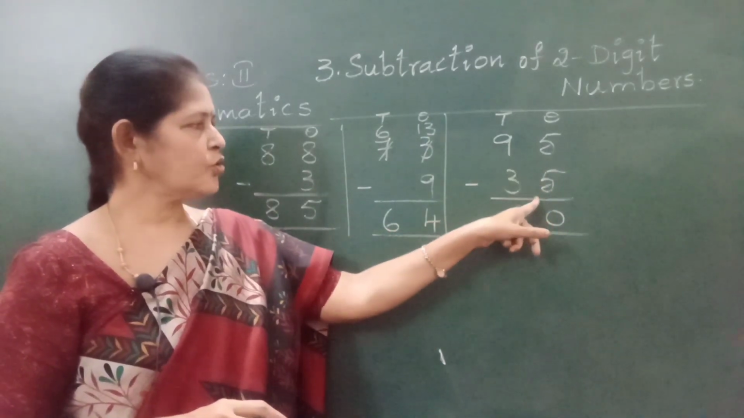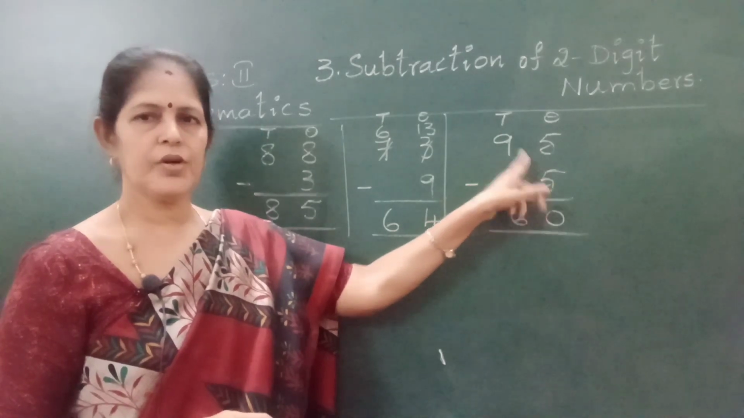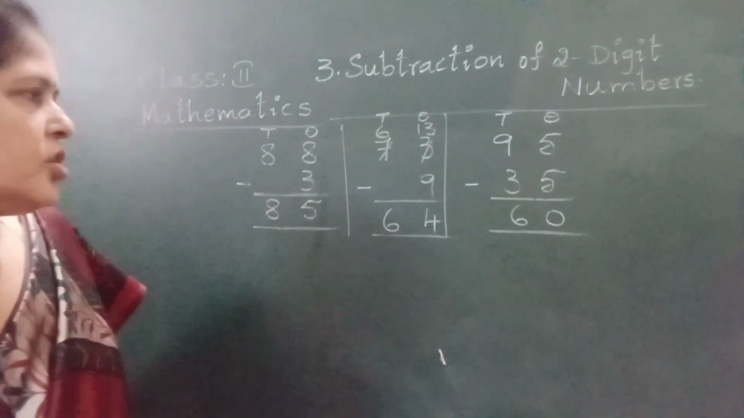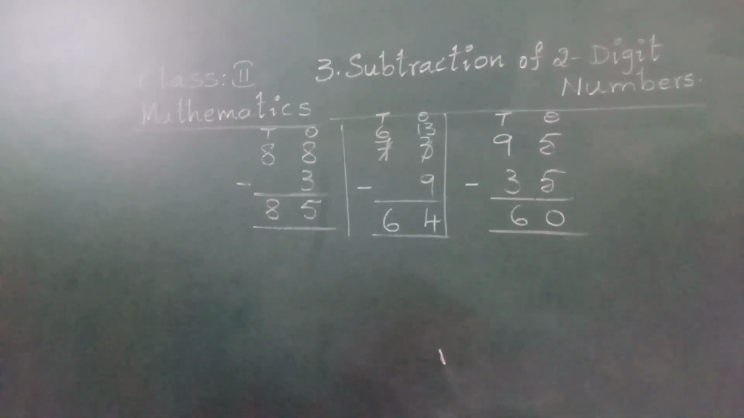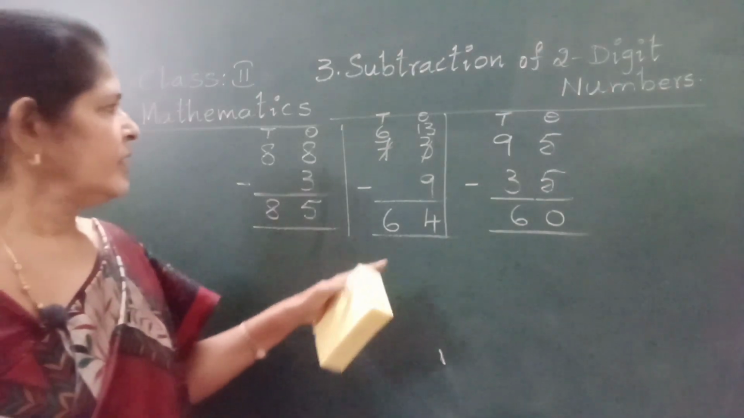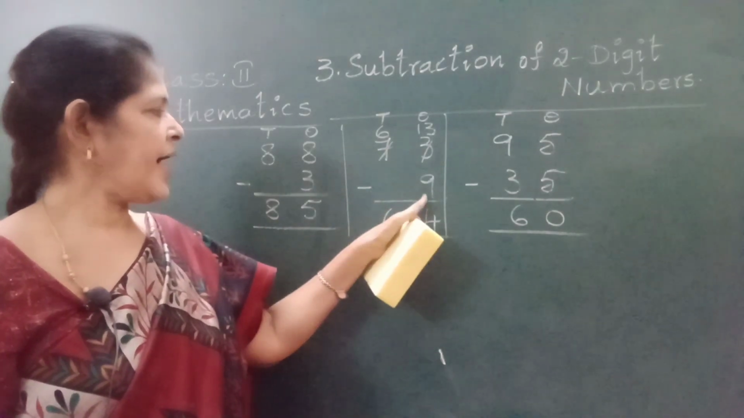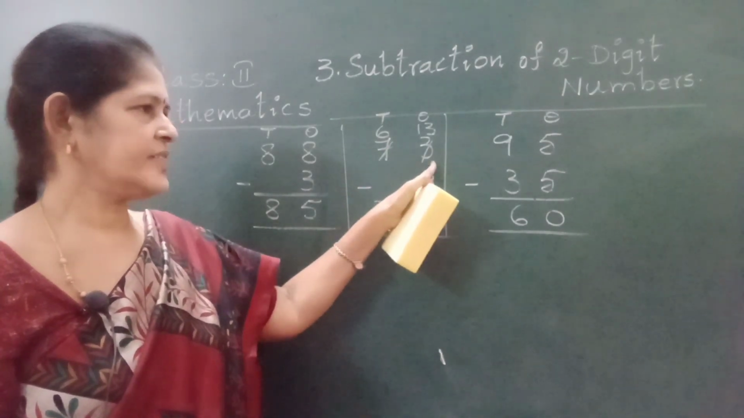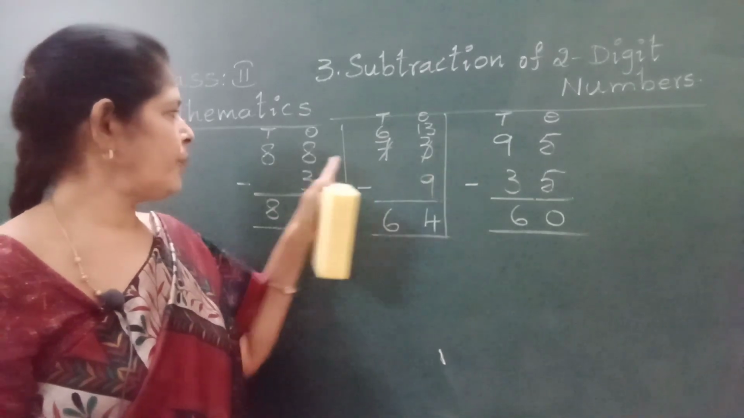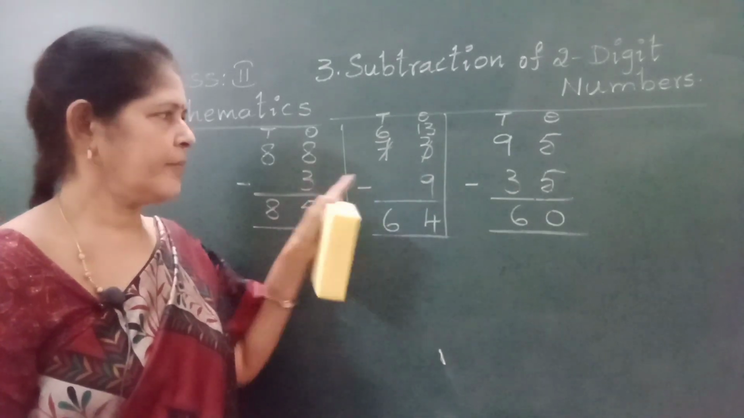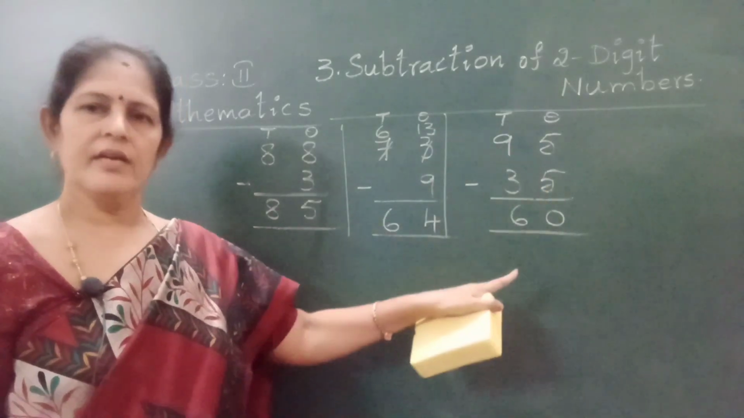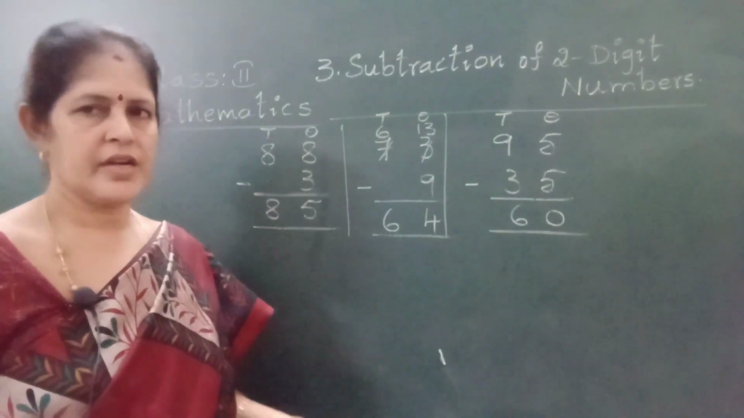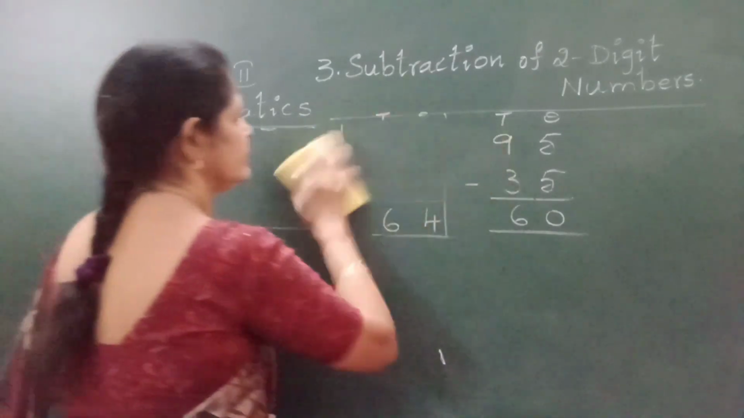We subtract a 2-digit number from a 2-digit number. Have you understood the concept? Once again, check. The first one is subtract a 1-digit number from a 2-digit number. The second one, we subtract a 2-digit number from a 2-digit number, without regrouping. Yes, without regrouping. Another one.